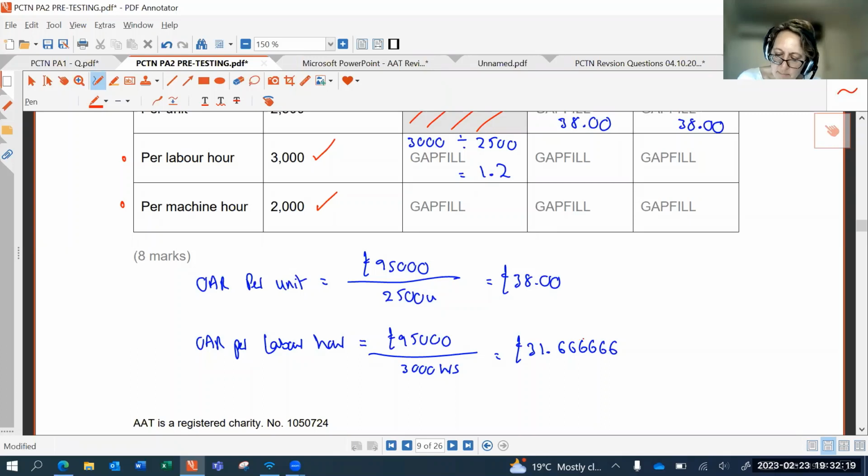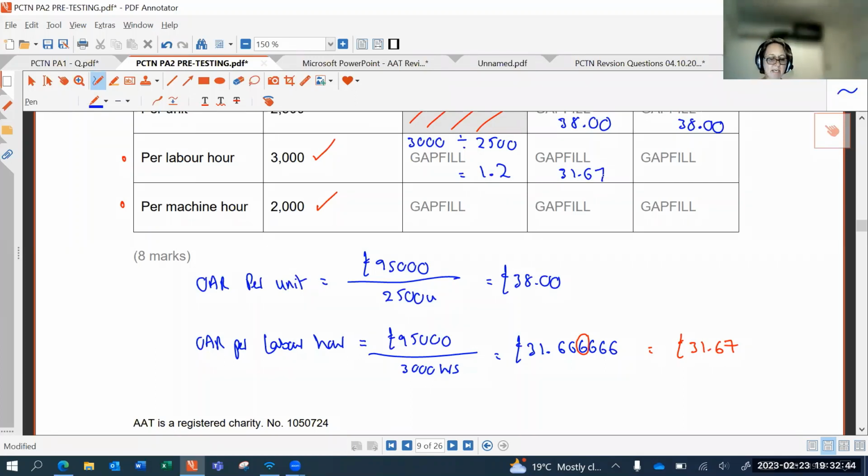So just a bit of a recap on roundings. If we want 2 decimal places, we will look at the 3rd decimal place to decide whether to round up or down. And that is a 6. So a 6 means I'll round up. So my answer becomes 31.67. So my OAR is 31.67.